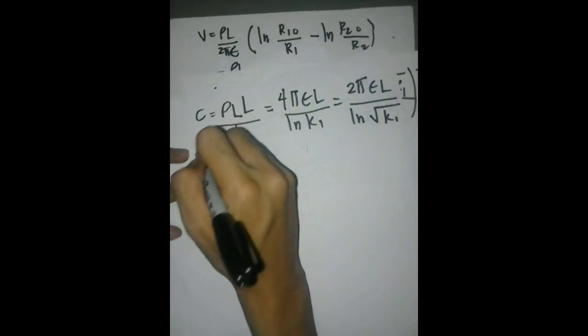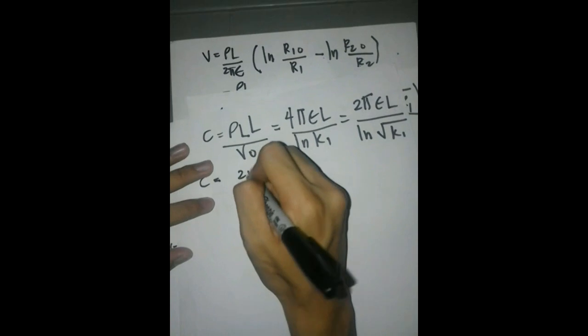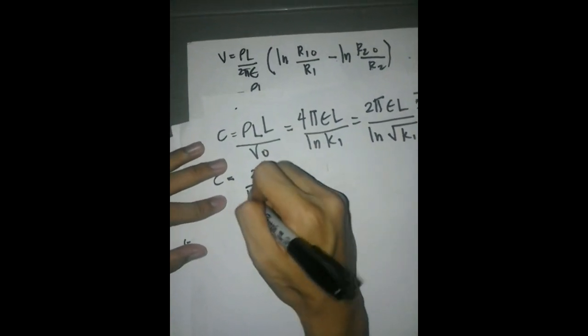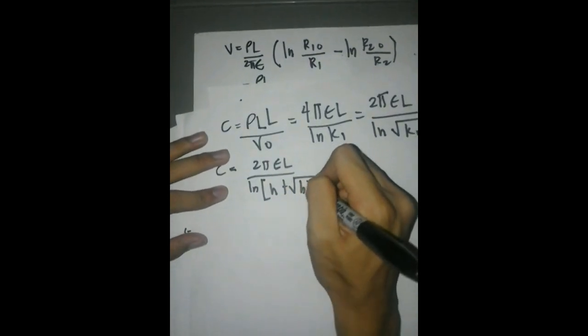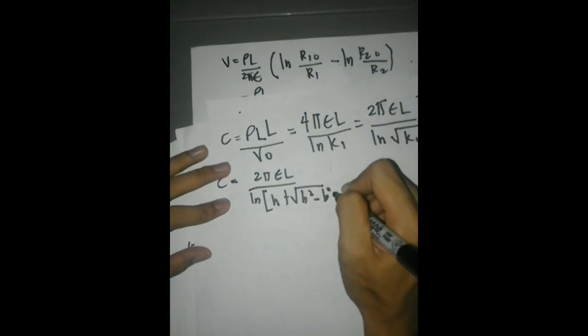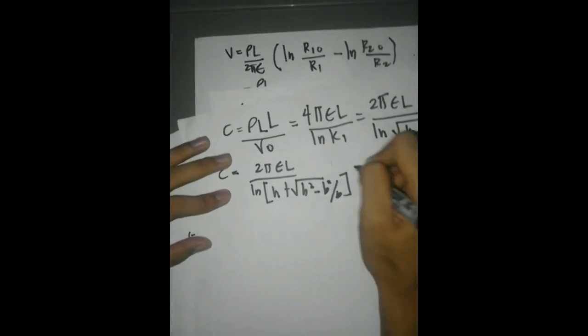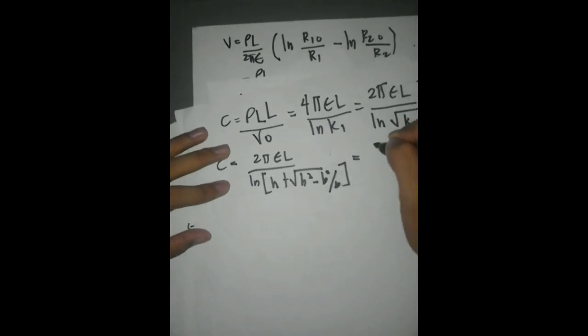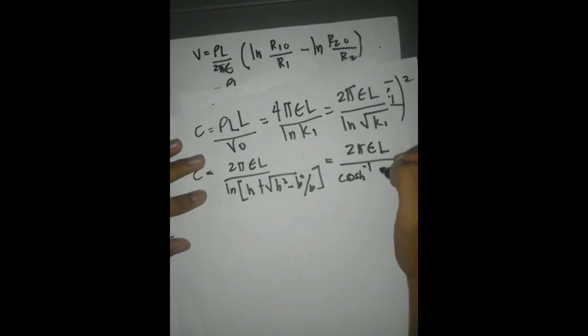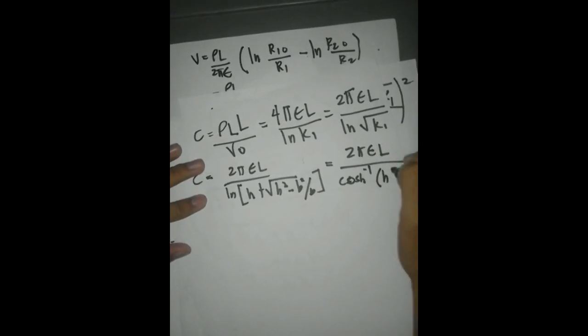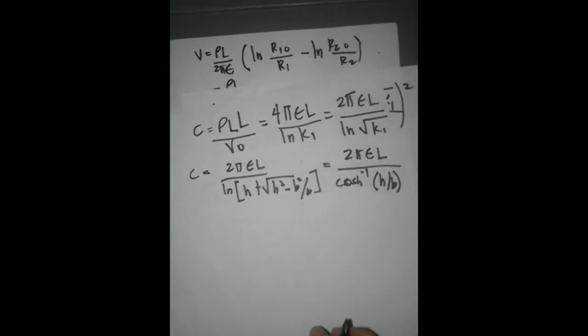In other terms, C is equal to 2 pi epsilon L over ln of h plus the square root of h squared minus b squared, over b. In short, 2 pi epsilon L over cosh inverse of h over b.